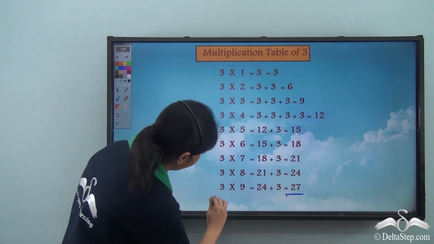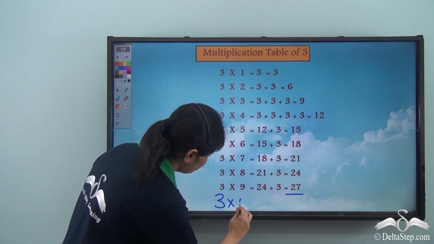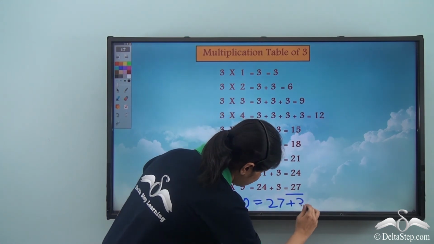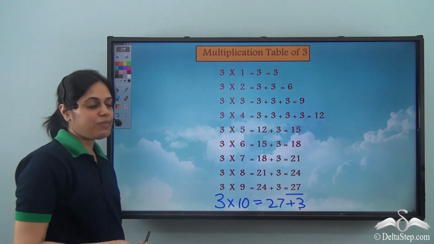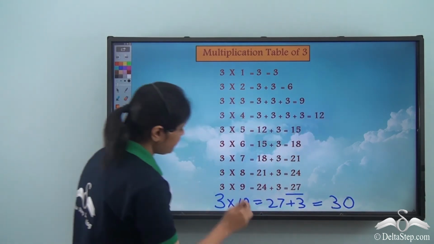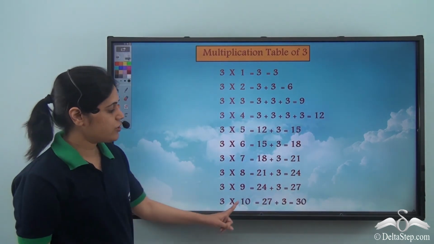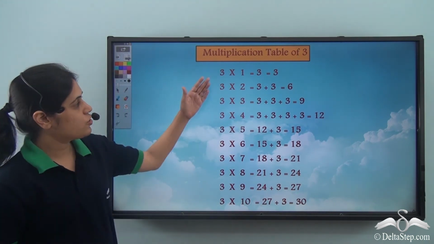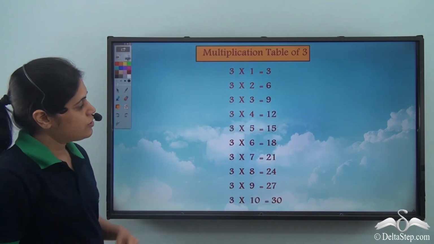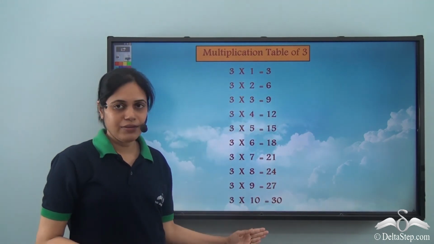And we have 3 into 10. So it is 27 plus 3. What is 27 plus 3? 30. So 3 into 10 is 30. So this is the multiplication table of 3. So I need only the last part.